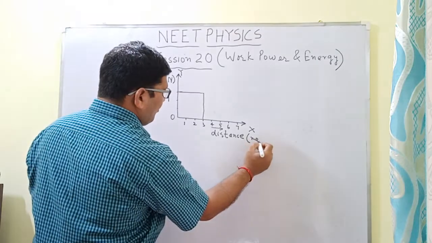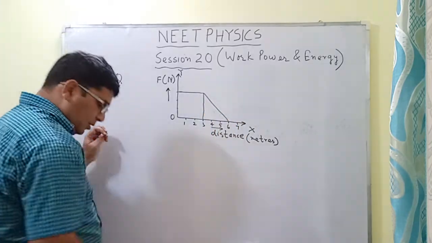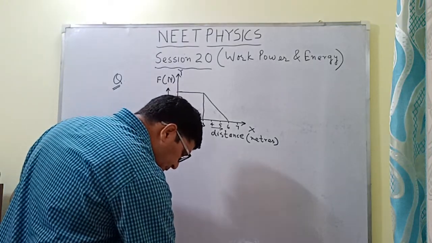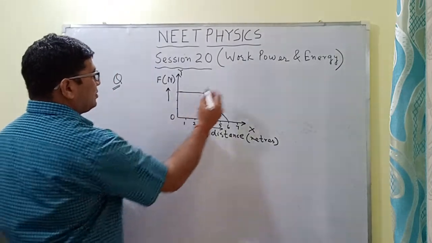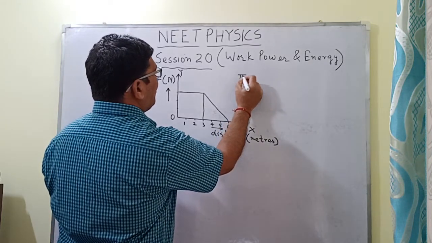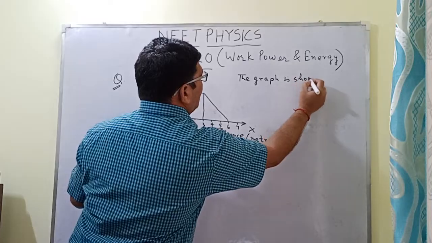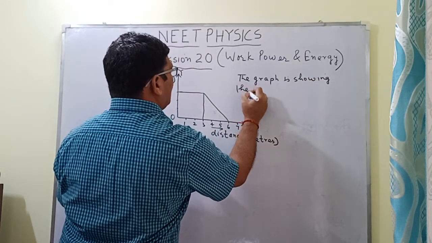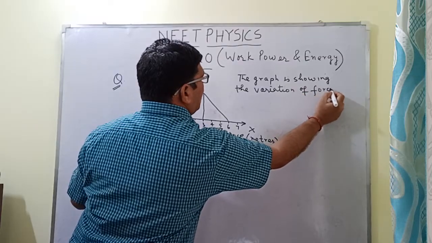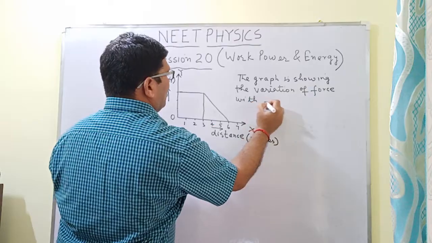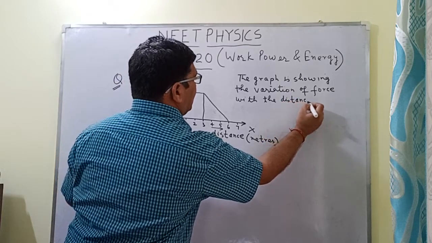So this distance is in meters. So this graph is basically showing the variation of the force with the distance of an object.